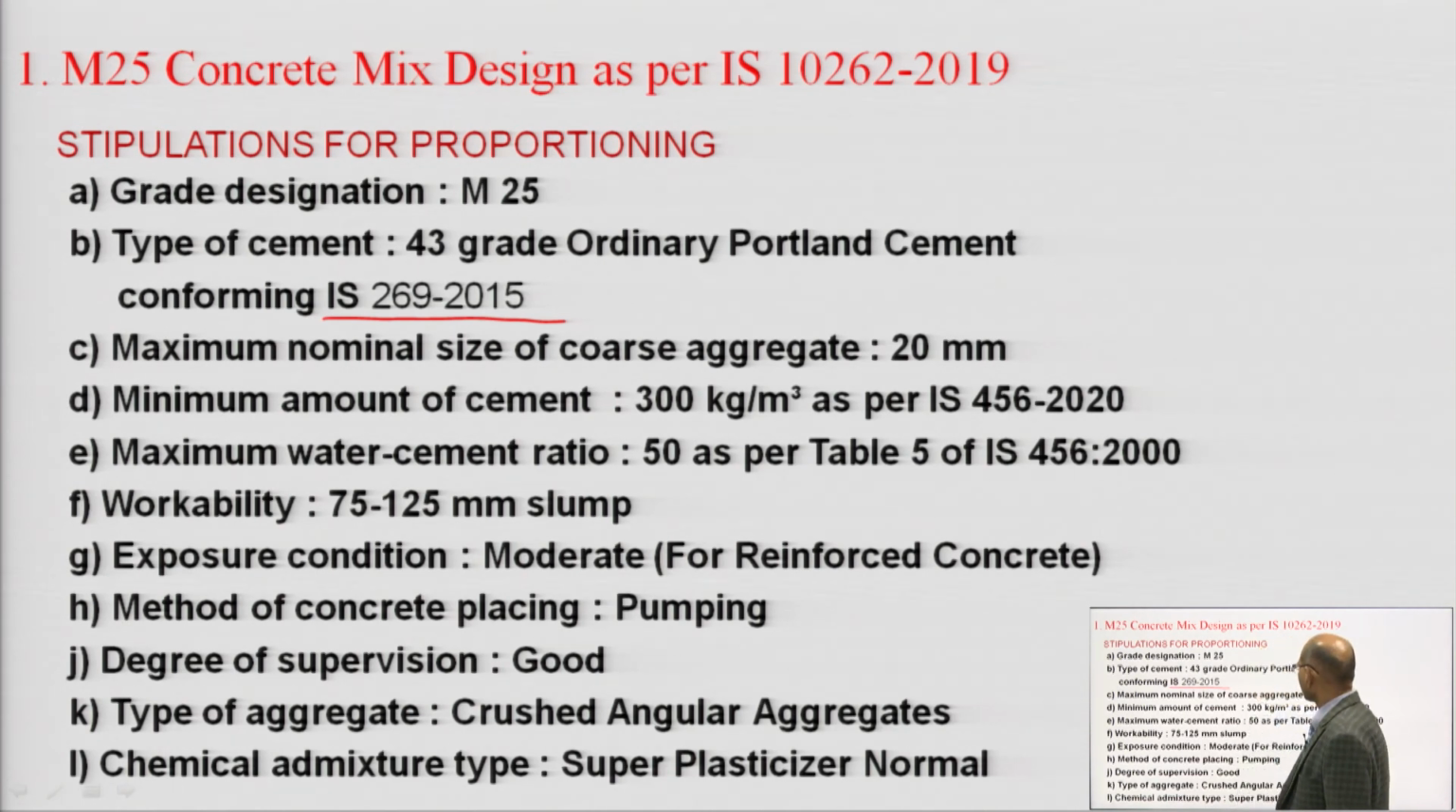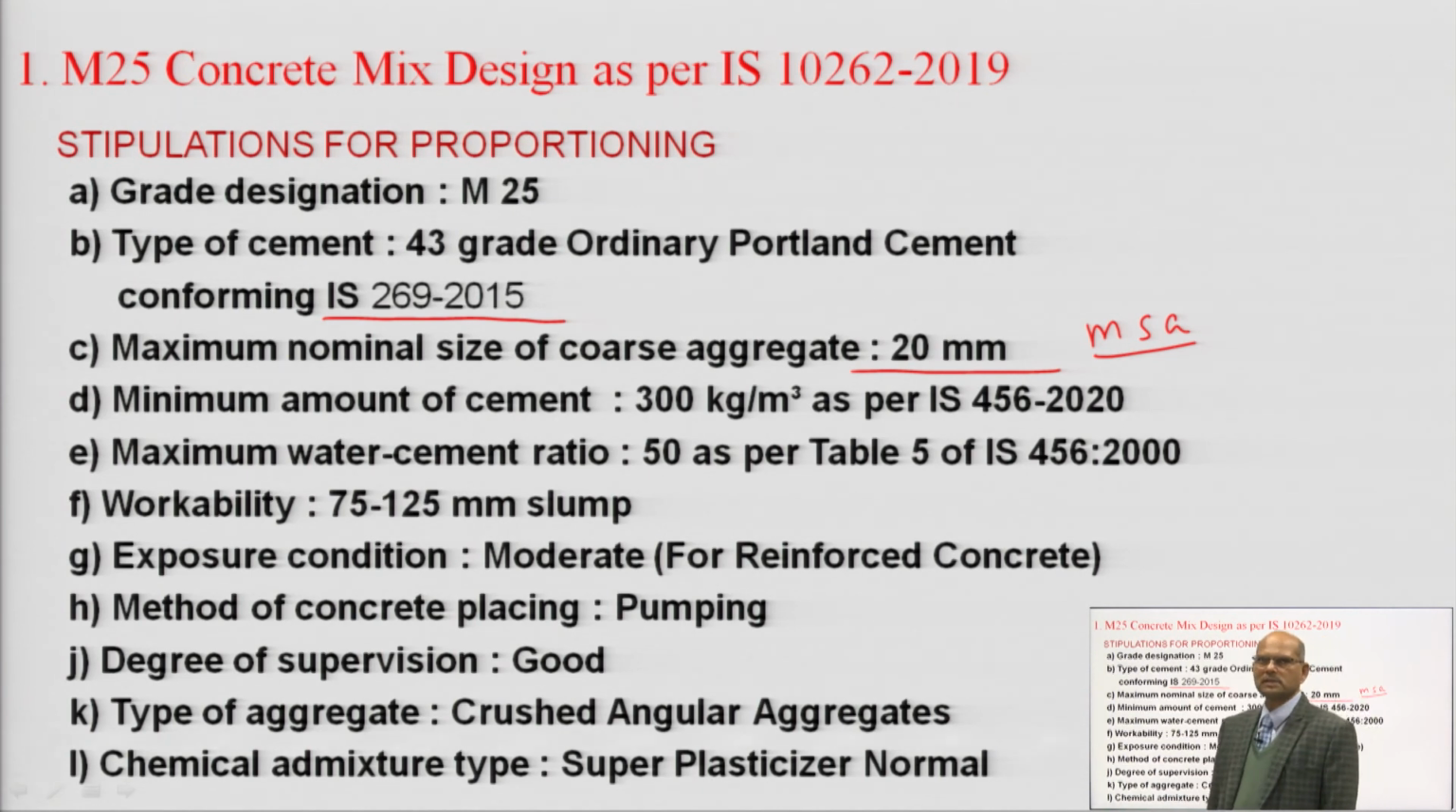Then we have the maximum size of coarse aggregate, because you have different sizes of coarse aggregate: 20 mm downside, 40 mm downside or 80 mm downside. Here the field requirement is 20 mm and downside. So, this is the maximum size of aggregate. Okay. Then the minimum amount of cement is also specified: 300 kg per meter cube.